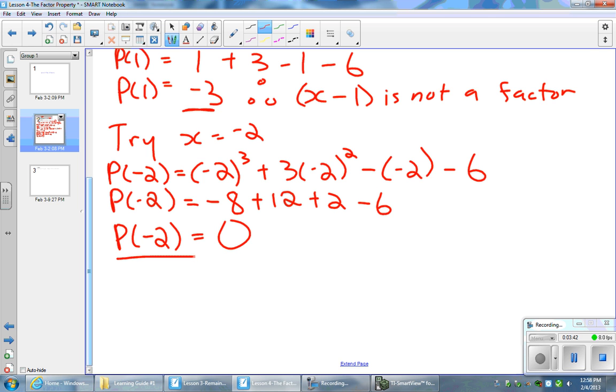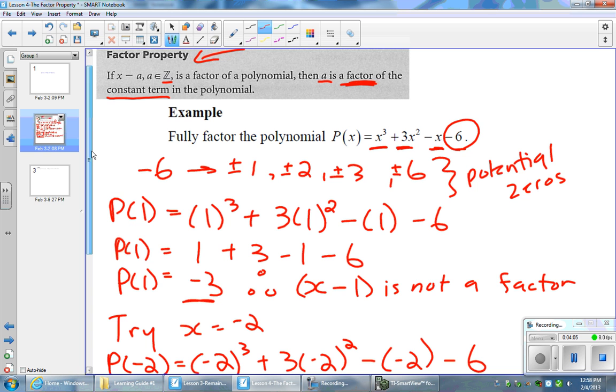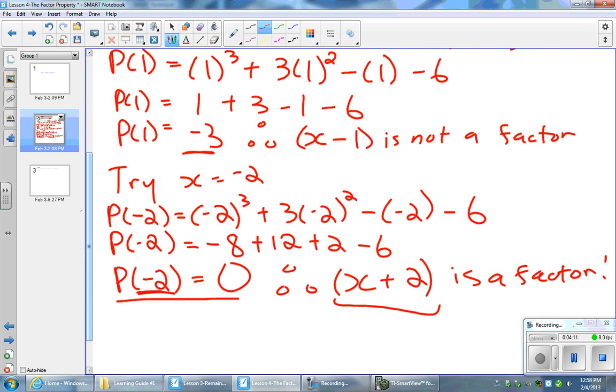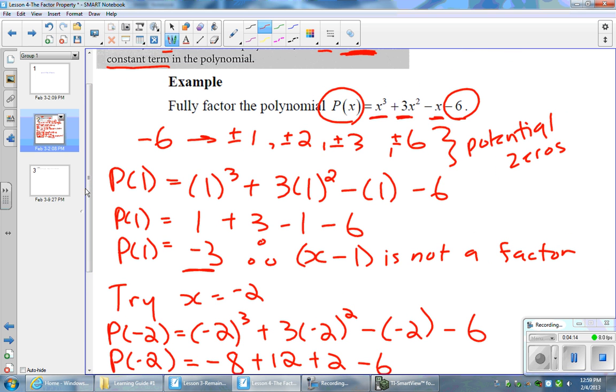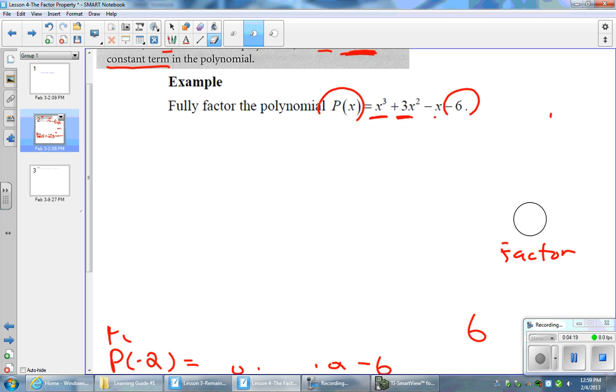So we have found a factor. Therefore, x plus 2, be careful with the signs, right? So we proved that p of -2 is equal to 0. Therefore, x plus 2 is a factor. So we have found a factor. To find the other ones, we want to divide our polynomial, p of x, by our binomial, which is x plus 2. So I'm going to go back up here, and I'm going to pretty much erase what I did here. And here we go. So we're going to divide using synthetic division.